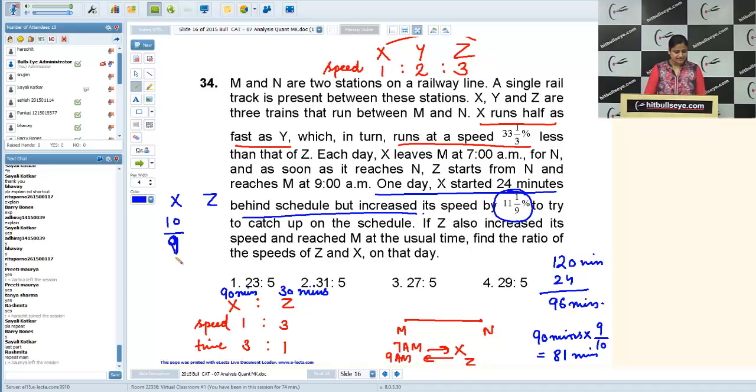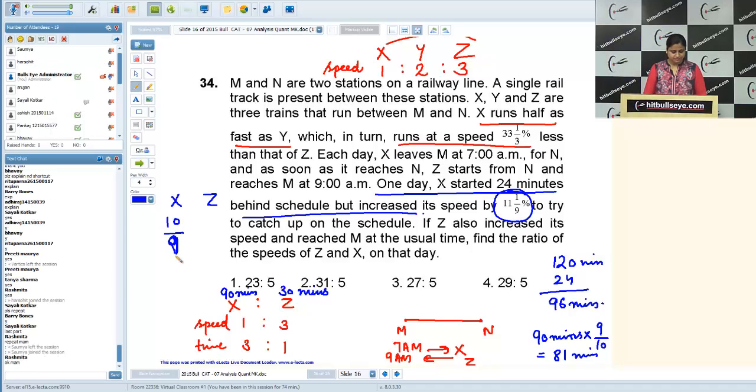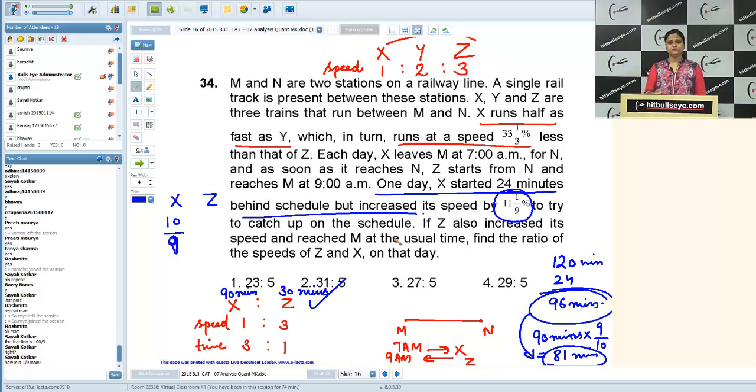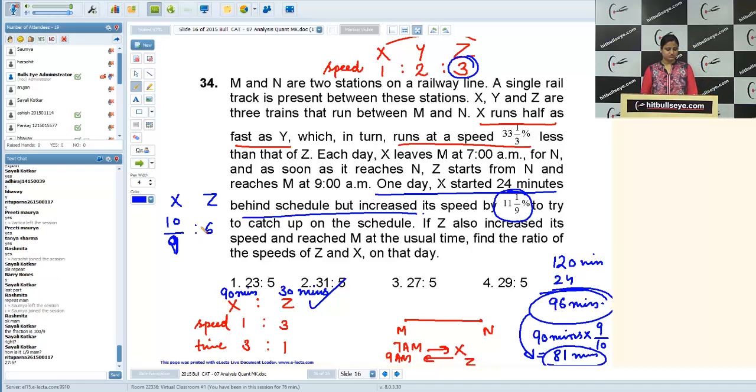Is it okay, Rashmita and Sayali? Please confirm. Okay, so X has taken 81 minutes. We had a total of 96 minutes. It means Z has to take 15 minutes to cover the whole thing. Z was taking 30 minutes and now has to take 15 minutes, so Z has doubled its speed. Z's original speed was 3, so the new speed will be 6. Now you can find the ratio.